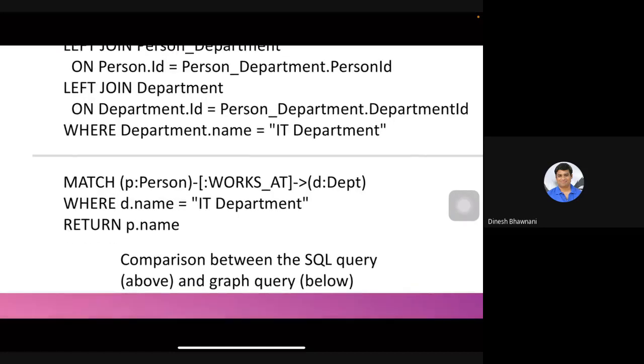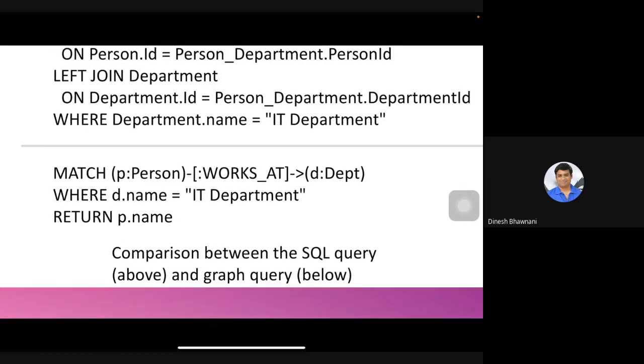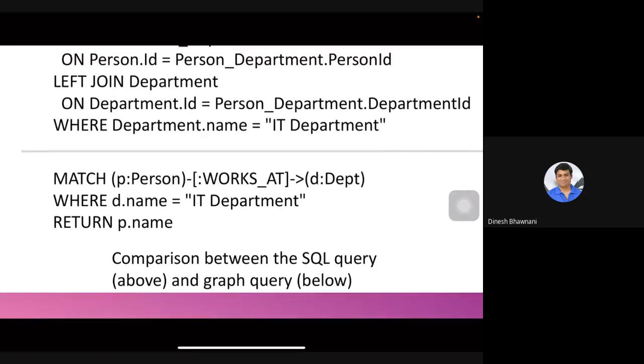All those joins, you can say goodbye to using a not-only-SQL variant, in graph query language or Cypher query language. Here, what you have to do is MATCH p colon Person. So you created the node person. Then WORKS_AT, you create a relationship, d colon Department. You've given the other node. Then WHERE you put d.name equal to IT department. RETURN p.name. That is all you need to give as the query for knowing who works where.